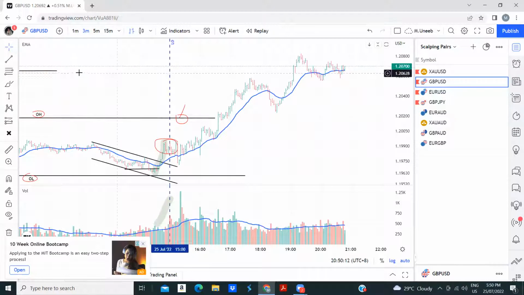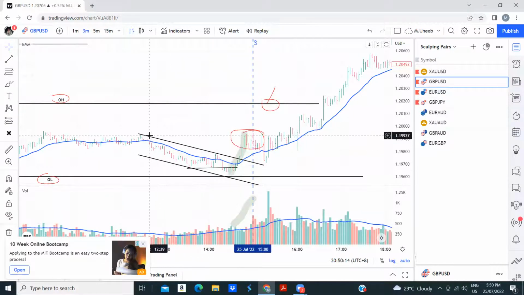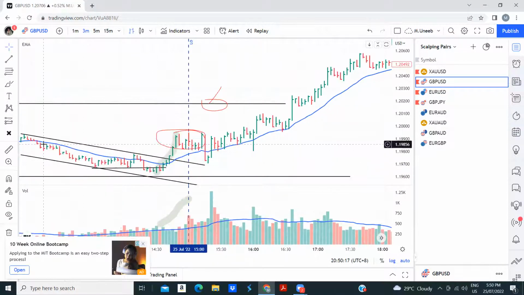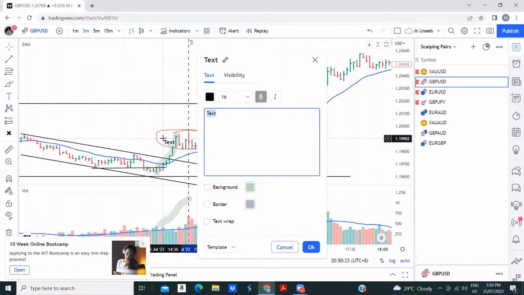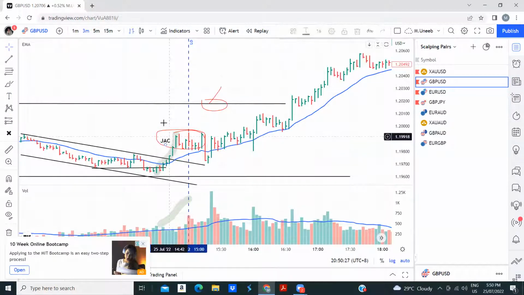Now this is the immediate. Now we see the immediate background. On the immediate background, the bias is bullish. Am I right? Due to this condition. Now we can call it a JAC, a slight JAC. After JAC, what will follow? Can you tell me?